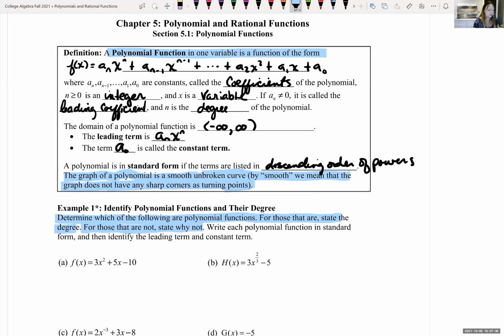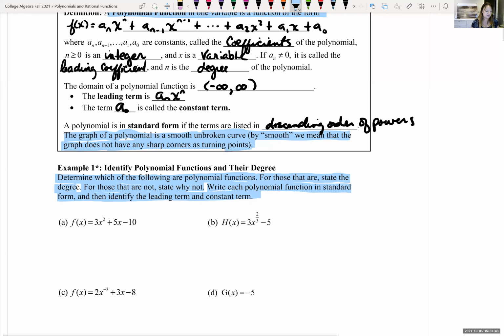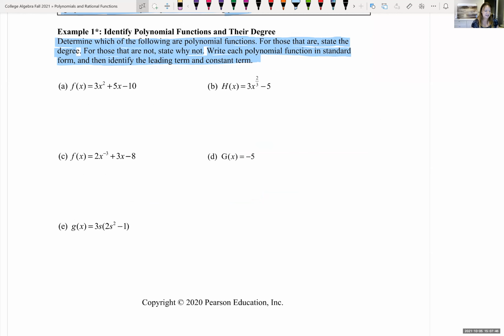Okay, so first example, we have f of x is equal to 3x squared plus 5x minus 10. So thumbs up if you think that's a polynomial, thumbs down if you don't think that's a polynomial. Or put in the chat yes or no, and what the degree is.